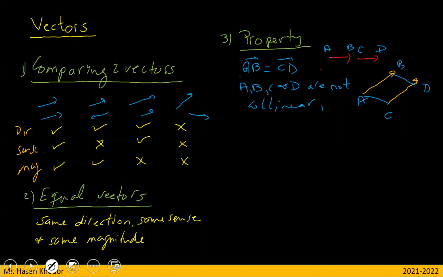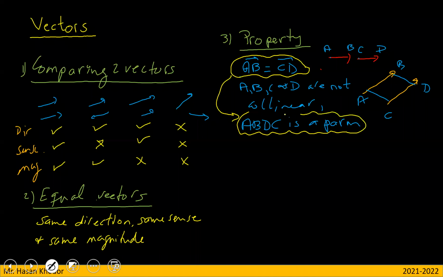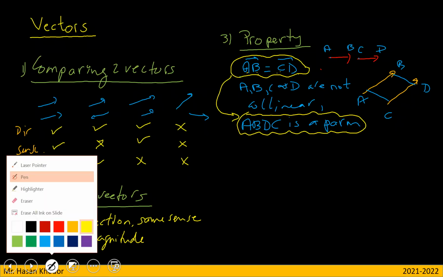Okay, then this one is a parallelogram. So we say A, B, D, C is a parallelogram. So this is an important property. Anytime you have two equipotent or equal vectors, and if they are not collinear as points, then directly you can say that they form a parallelogram. But take care of its name. It's not ABCD. It will be A, B, then D, C.